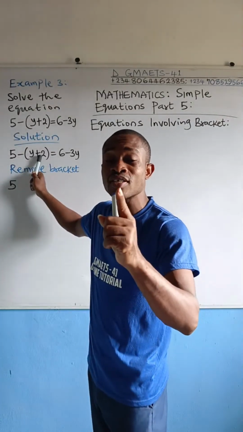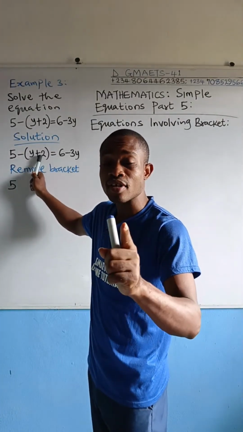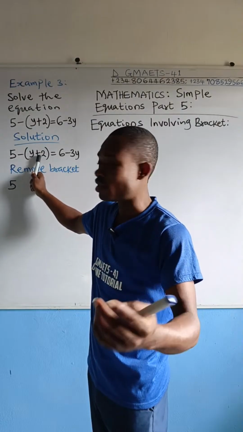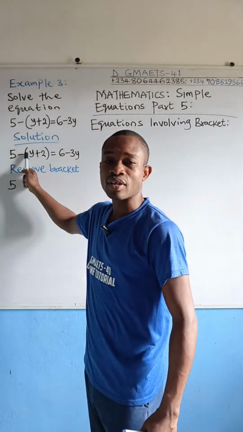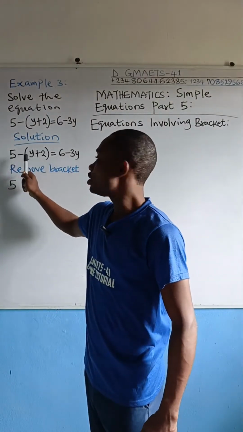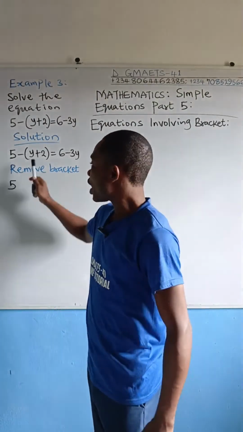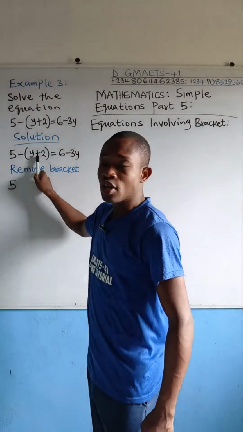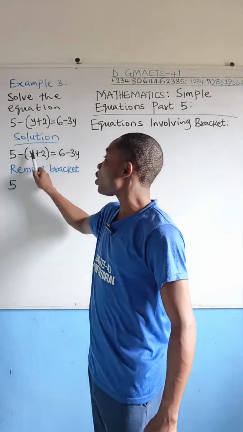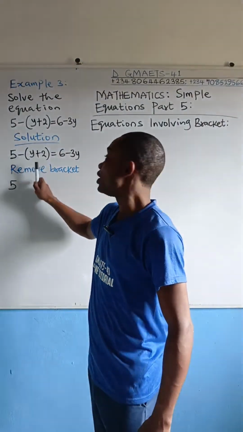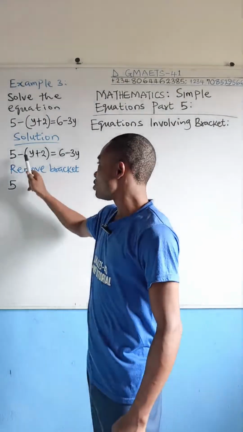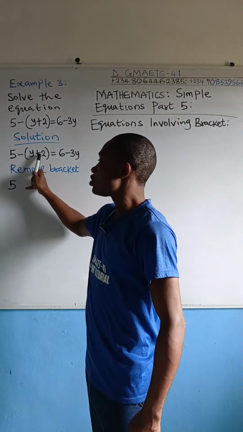If you have plus inside the bracket, it will change to minus. If you have minus inside the bracket, it will change to plus. The reason is that a negative number, a minus number, is opening that bracket. Look at this, y is plus here. This 2 is also plus. So if I open the bracket, the plus of y will change to minus y. The plus of 2 will change to minus. Are you following, right? Then you now use the number outside the bracket to multiply it.